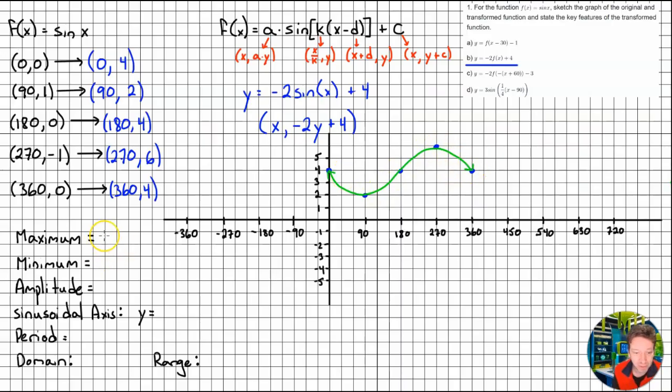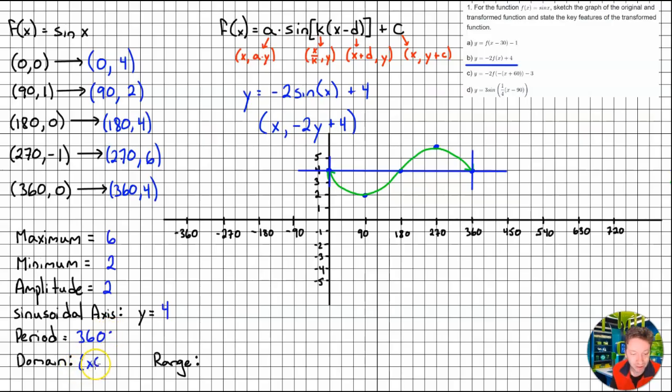So we have a maximum at 6, minimum at 2. So subtract those, that's 4, and then divide by 2, so our amplitude is 2. Our sinusoidal axis is right here, and that is pretty much determined by our vertical shift c, so y equals 4. Our period, we're going from 0 to 360, so our period is 360.